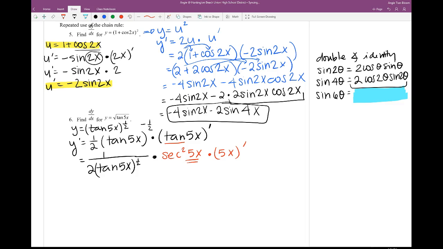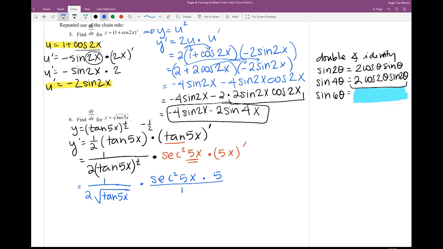Then from here, I'm going to copy this down, 1/2. If you want to write square root on here, it's totally okay too, okay? No big deal. So 1/2 times square root of tangent of 5x times secant square of 5x. The derivative of 5x is now just 5, and then you can put it all over 1.